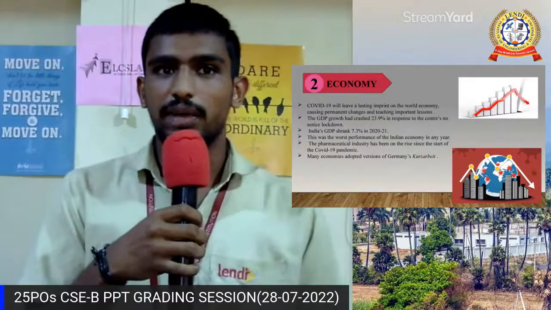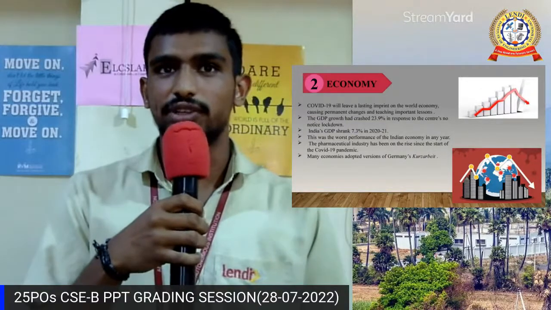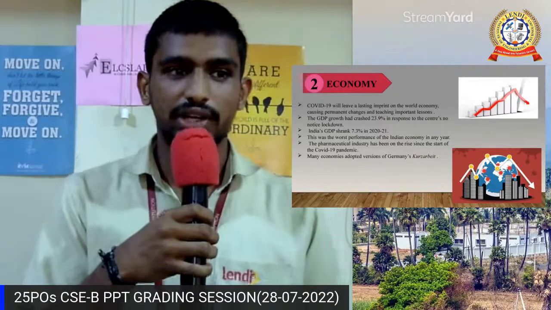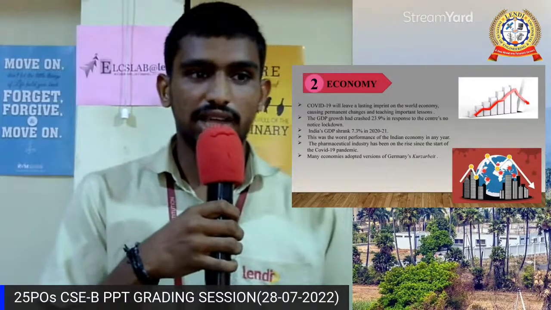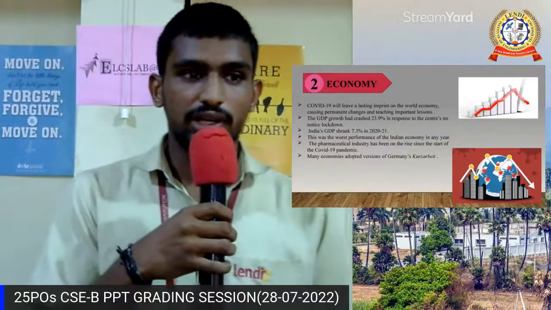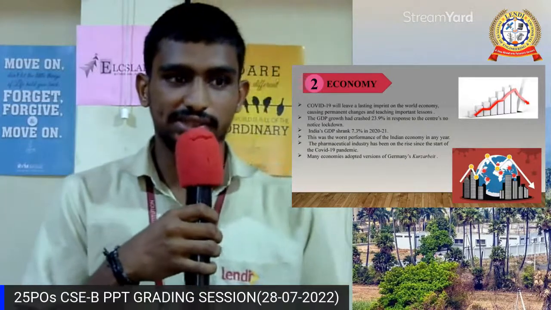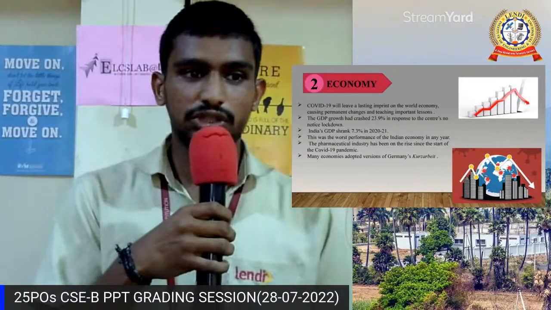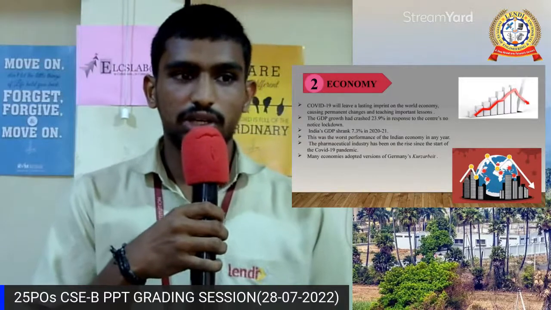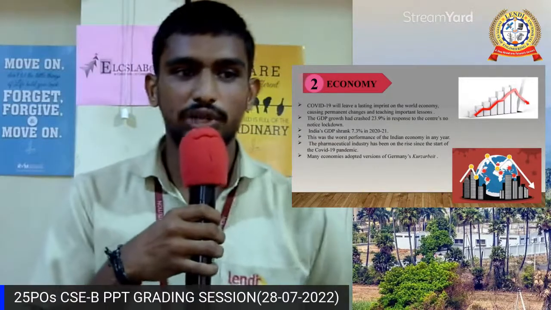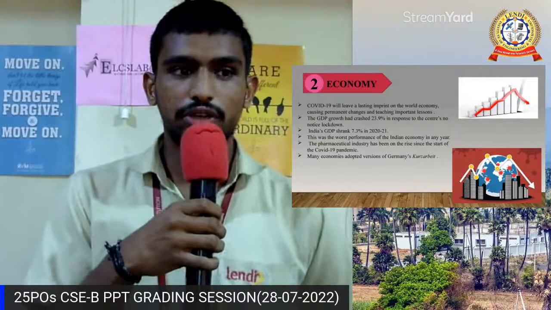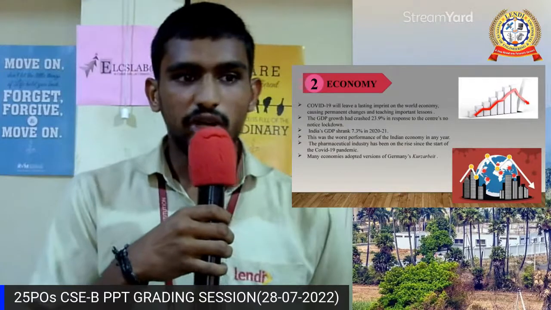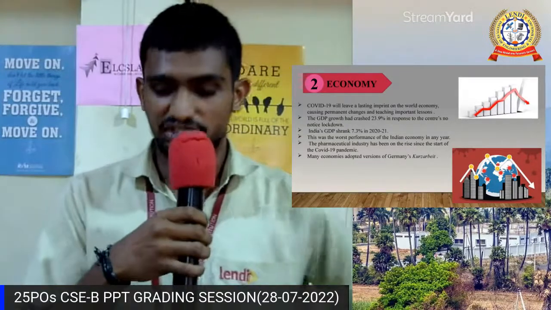Coming to economy, every family has suffered from COVID-19, and COVID-19 will leave a lasting imprint on the world economy, causing permanent changes and teaching important lessons. The GDP growth crashed 23.9% in response to the center's sudden lockdown notice. India's GDP shrank 7.3% in 2020-21. This was the worst performance of the Indian economy in any year. Many economies like Germany crashed.